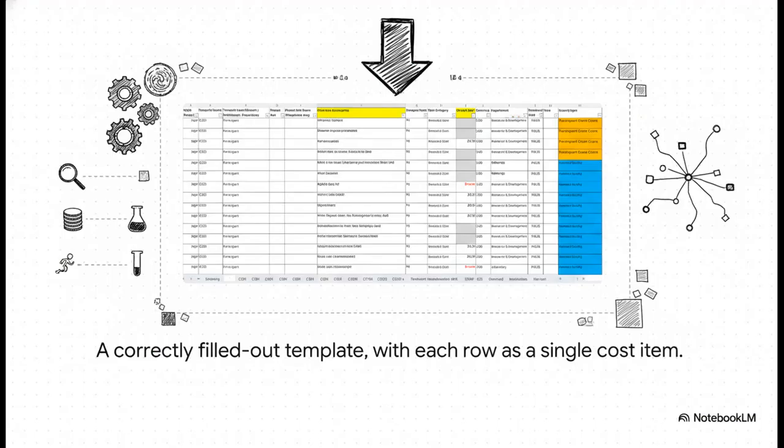And here is the beautiful after state. See how that works? Your data is now perfectly structured in the template. Every single row is a single cost item with columns for the description, the cost, the activity type, everything that Edge needs to process it.